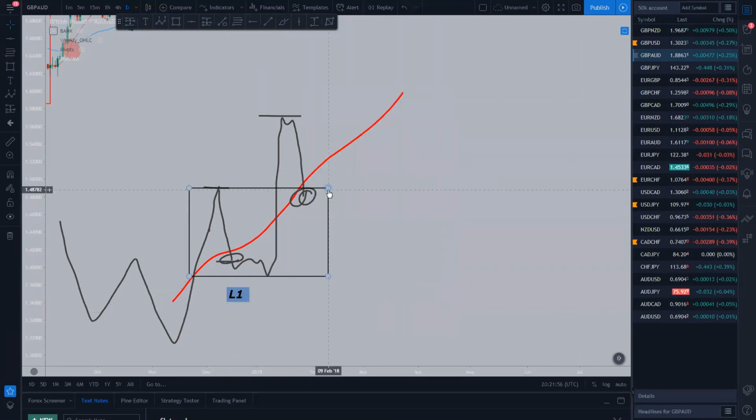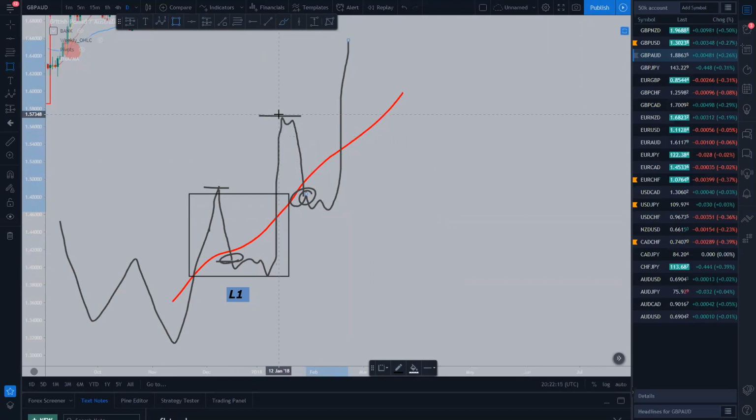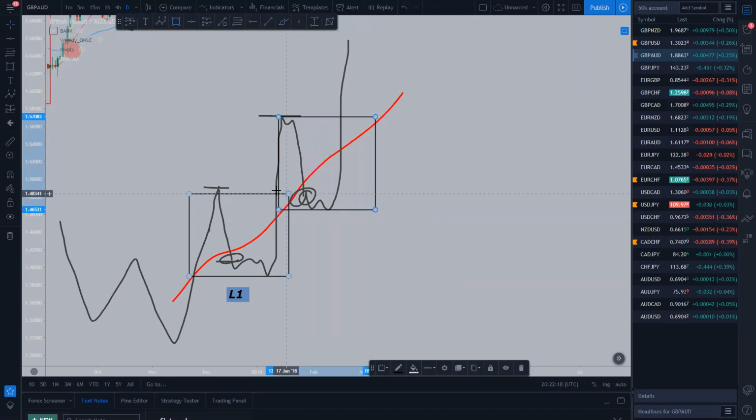Again, I'm going to do the same thing for level two. Level two begins here. This is the highest point level two reached. It came down and closed below the 13 EMA from the pattern and took it away into another level. This is the highest point, so I'm going to draw a box from there to there. This is now, for me, level two.